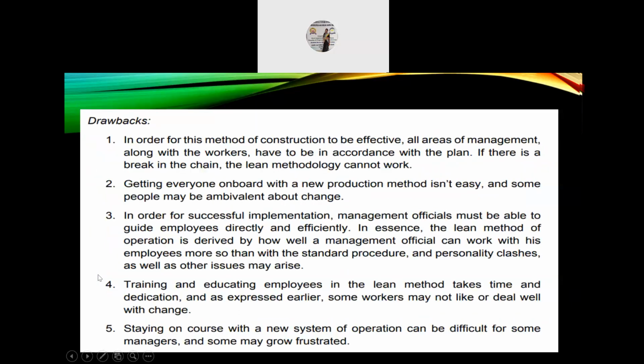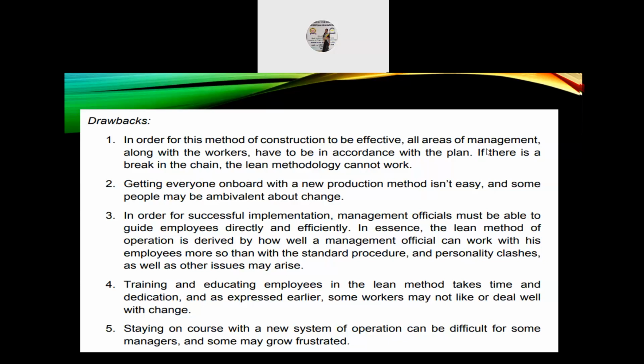Drawbacks, that is, disadvantages. Number one, in order for this method of construction to be effective, all areas of management along with the workers have to be in accordance with the plan of construction. So if there is a break in the chain, the lean methodology cannot work. Number two, getting everyone on board with a new production method isn't easy, and some people may be ambivalent about change.